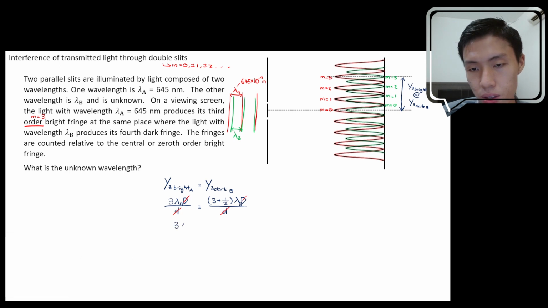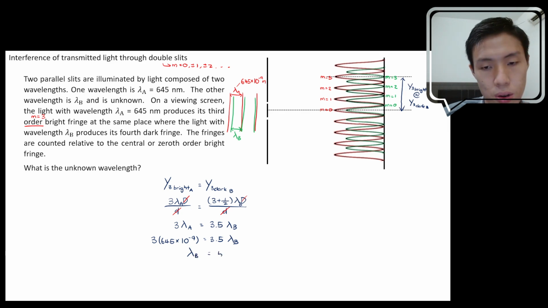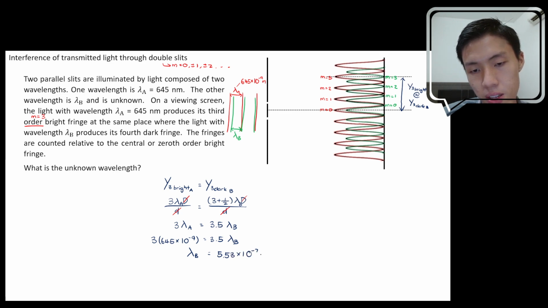Our equation right now will be left with 3 lambda A on the left. On the right, you have 3.5 lambda B. If you substitute in lambda A, which is 645 nanometer, 645 times 10 to the power negative 9, you'll be able to get your lambda B. So lambda B, if you calculate it, will be equal to 5.53 times 10 to the power of negative 7, which if we move the decimal place 2 times, you are able to change it to 5.53 times 10 to the power negative 9.